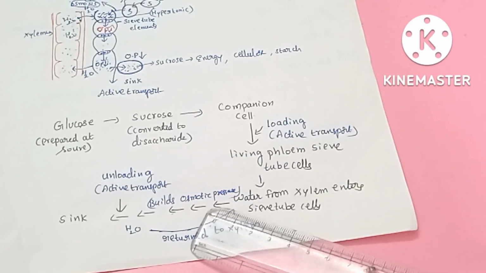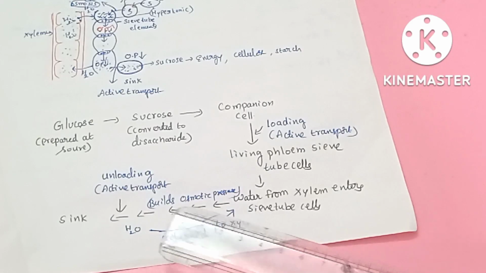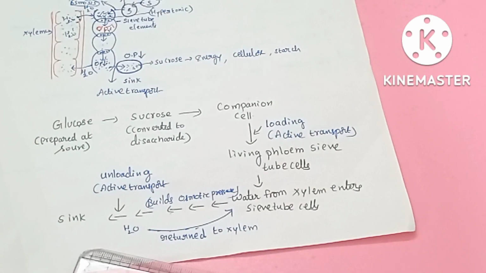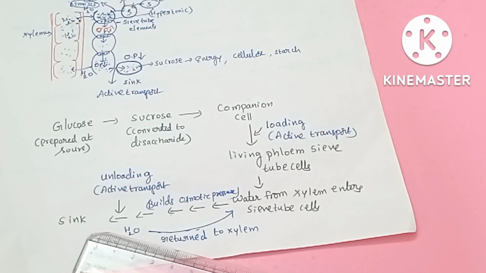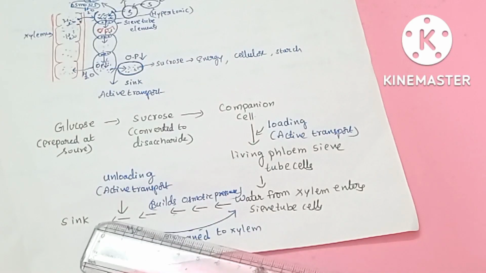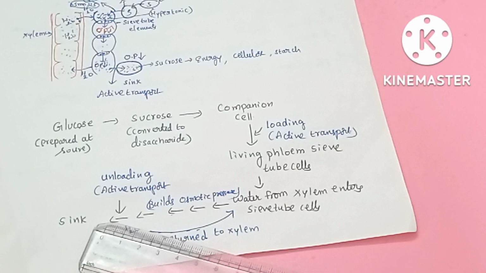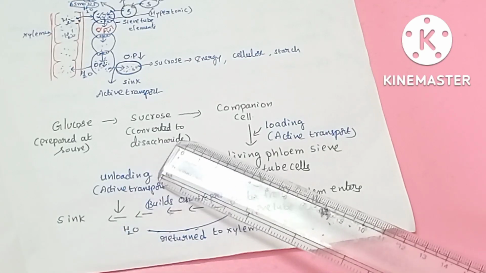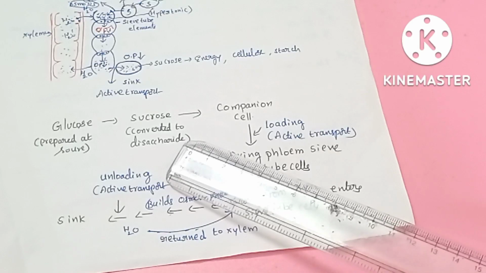And then because of this, high osmotic pressure is generated, and it travels towards the low osmotic pressure. Near the sink region, the osmotic pressure is low, and hence the sucrose will be given to the sink. And here the sucrose will be given, right? That unloading process is also active transport, which also needs energy, hence it is also active transport.